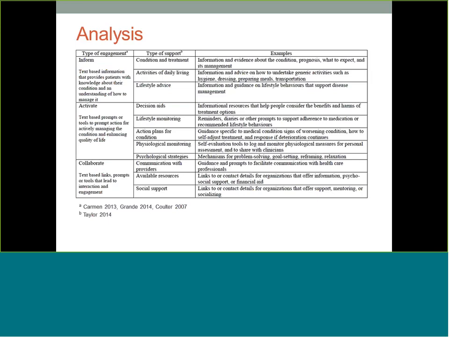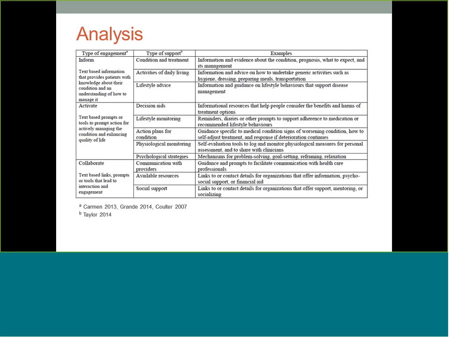For type of engagement, we referred to studies by Carman, Grande, and Coulter. And they defined different levels or degrees or extent to which patients can be engaged. And so here you can see the definitions for informing, activating, or collaborating.